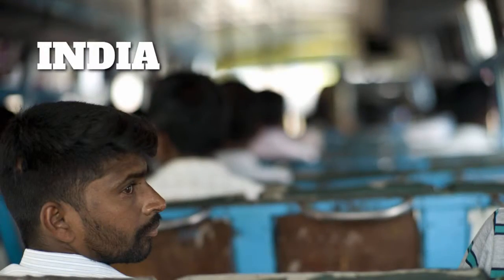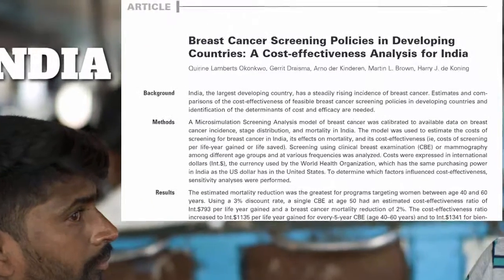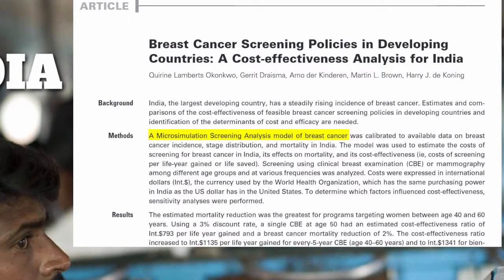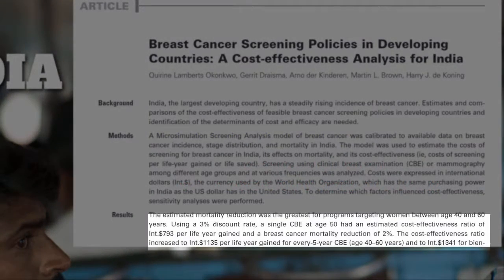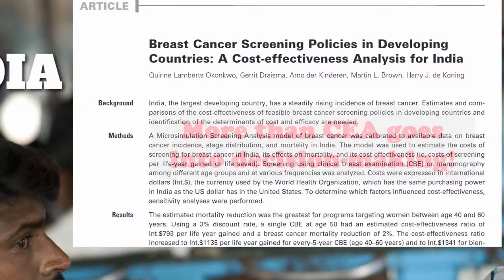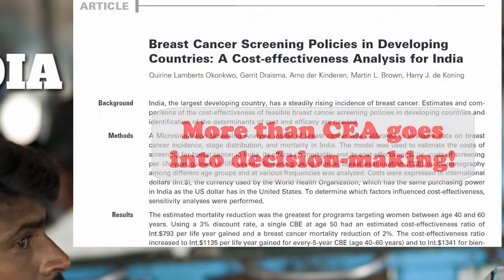In India, researchers considered implementing breast cancer screening, but were concerned that it would detract from resources that could be used for other health interventions. They ran a microsimulation, which is a specific type of cost-effectiveness analysis you will be learning about in more advanced videos, and determined that clinical breast exams were more cost-effective than mammography in a manner similar to developed countries. However, they conclude that despite this information, the decision makers felt the introduction of screening in India would represent a greater challenge and could not be chosen over competing health priorities.